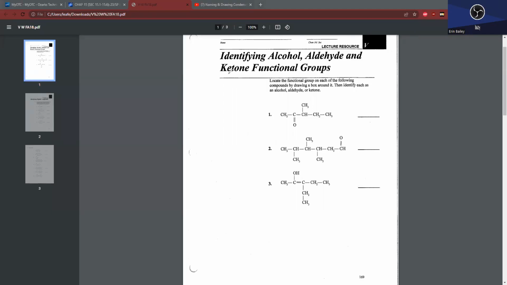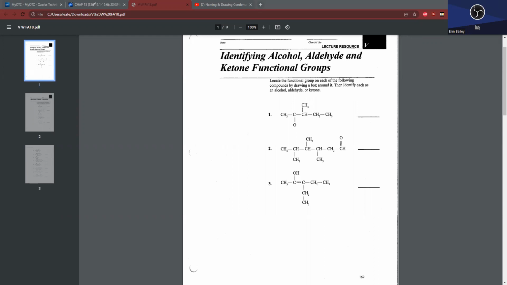Alrighty, so now we're going to be identifying functional groups. And a lot of this is memorization. You're going to have to do this on your own. I'm going to try to give you some tips in this video that helped me, but ultimately you're going to have to probably practice on your own.